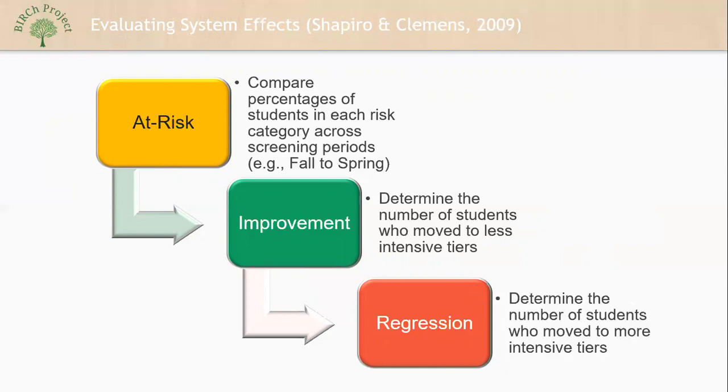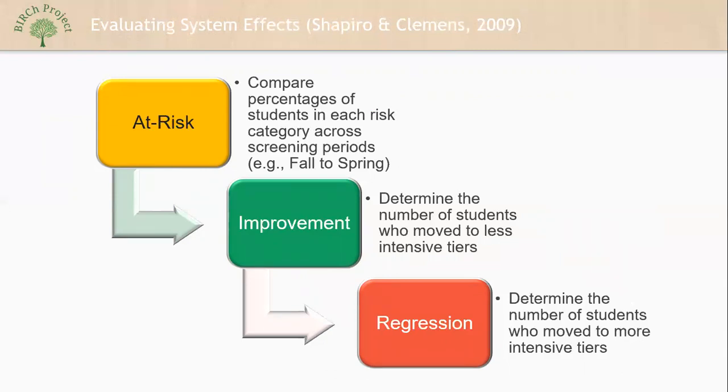However, over the course of the year, we want to know whether or not the students change. We want to know if students are moving across tiers or whether or not we are increasing the percentages of students who are having their needs met by universal or tier 1 support. So a model for evaluating the system effects comes from the academic literature by Shapiro and Clemens, which evaluates not only the percentages of students at risk, but also the movement across risk levels.